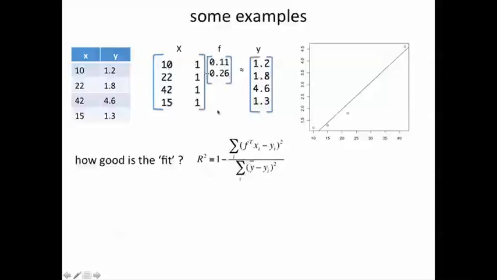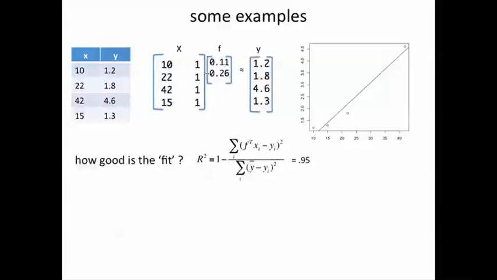For this particular example, the data is pretty much fitting a line. The R-squared value comes out to be somewhere around 0.95. As you can see, the R-squared value can be close to 1 if there's a good fit, and can be close to 0 if there isn't a good fit.